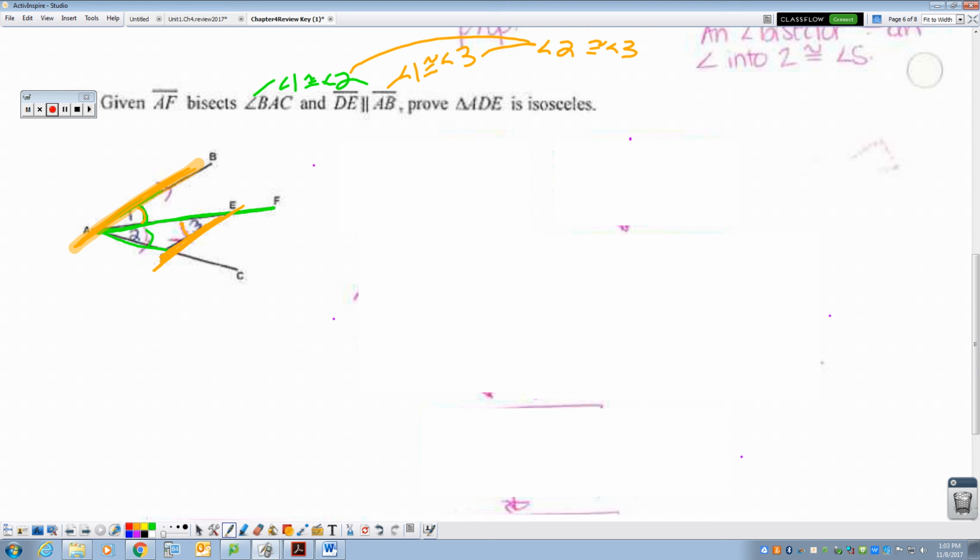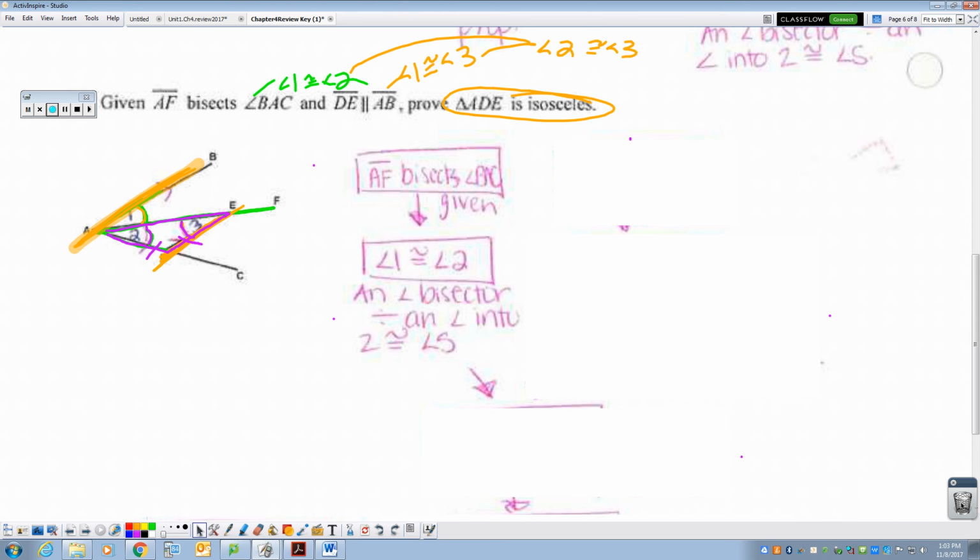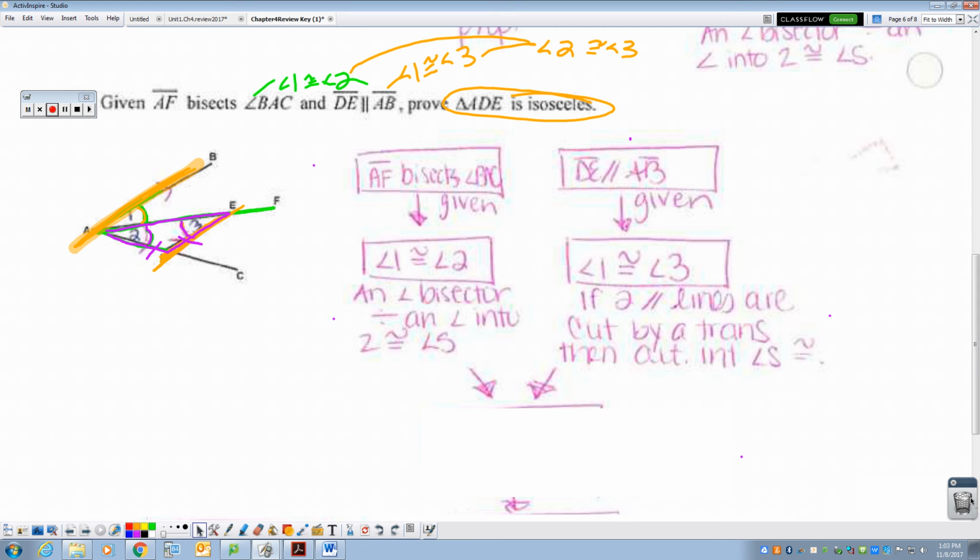And then the question asks you to prove that it's isosceles. Isosceles means 2 congruent sides. But this is a triangle. And if we have that the angles are the same, that can lead you to the sides. So it looks like if we have the bisector, that gives you angle 1 congruent to angle 2. Our other given gave us that angle 1 is congruent to angle 3 because they're alternate interior angles.